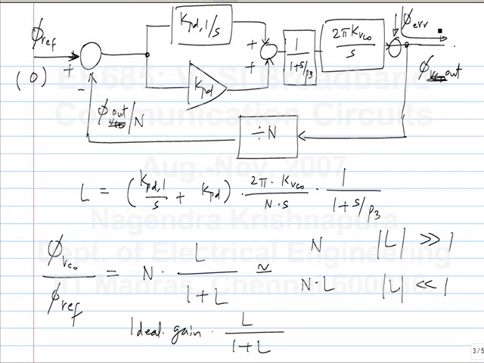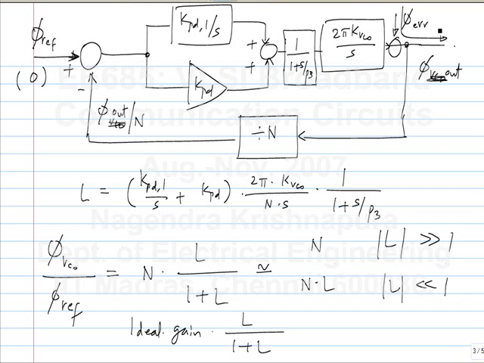What? N by 1 plus L. Is that correct? He says it's N by 1 plus L. What happens at very high frequencies? What is the output? Phi error itself, right? So at very high frequencies, the gain must be 1. Okay. So what is the transfer function? 1 by 1 plus L.